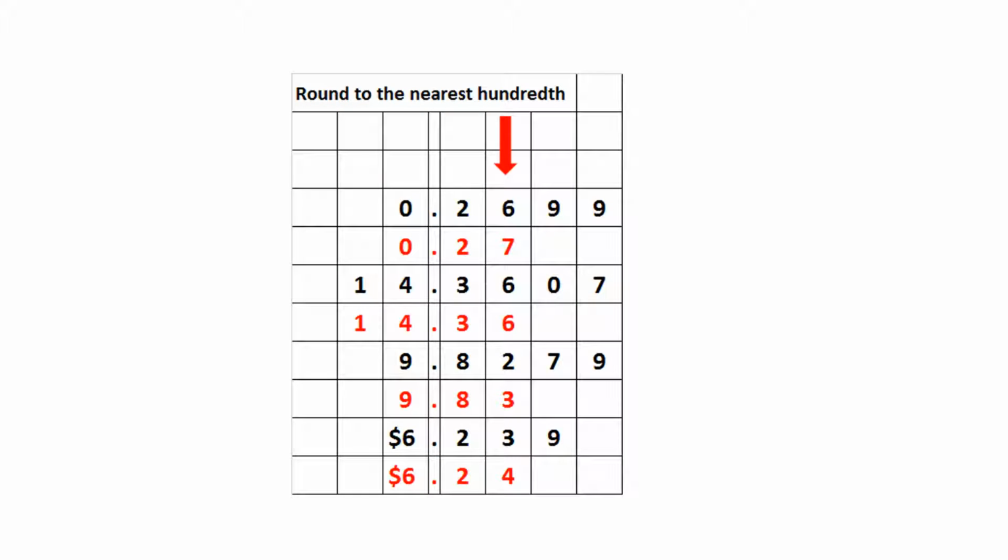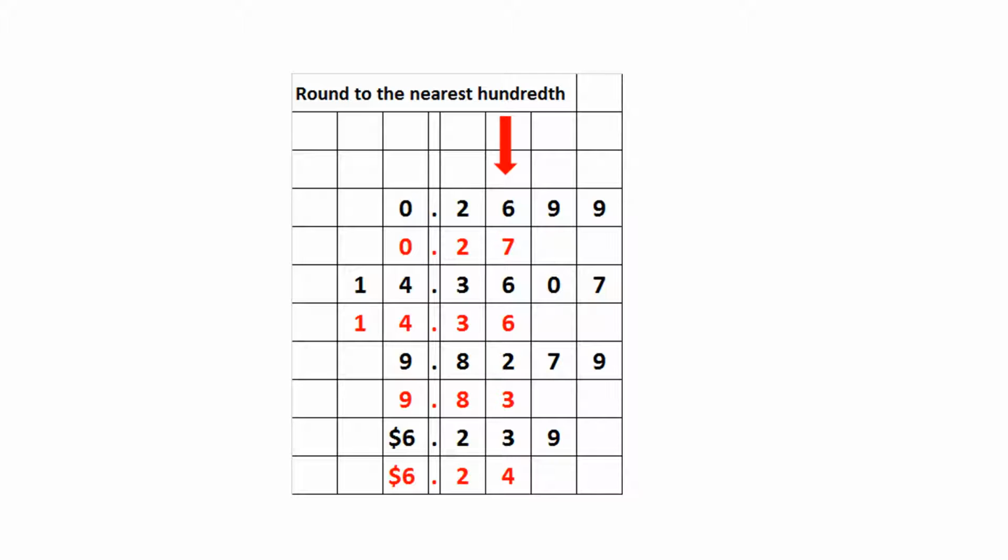Round to the nearest hundredth. Our first number is 0.2699. The hundredth is the second decimal place. That's where the arrow is pointing. The number next to the 6 is a 9. The 6 goes to a 7, so the answer's in red, 0.27. And that's 27 hundredths.